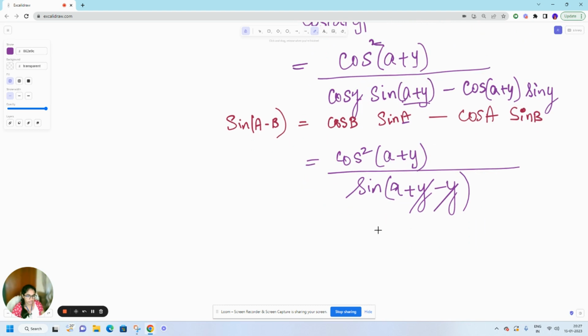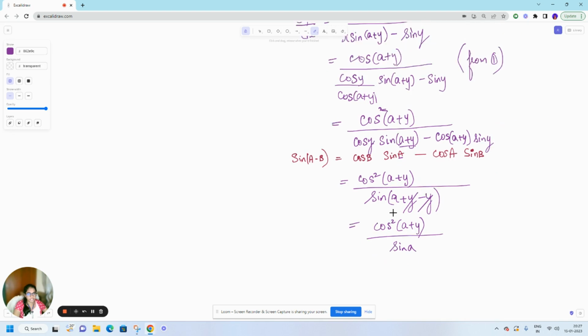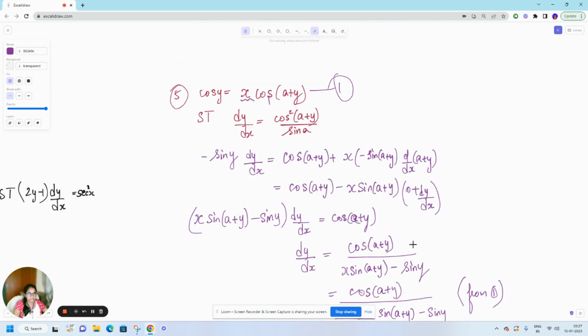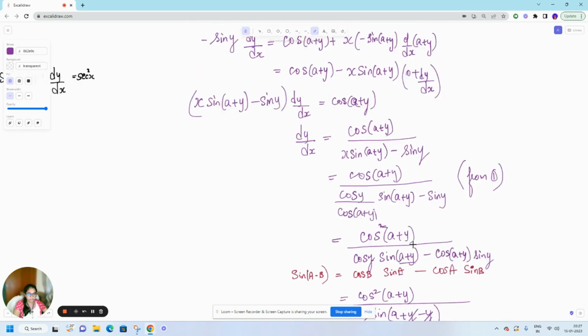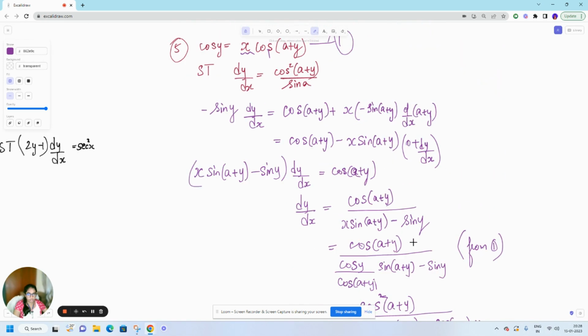What do we get now? This is equal to cos square of a plus y divided by sine a. Yes, did we arrive at the expected answer? Yes. So now, moving on, let me solve one more problem.